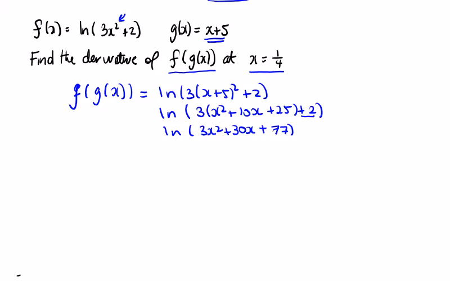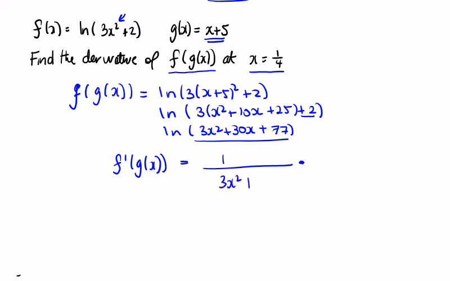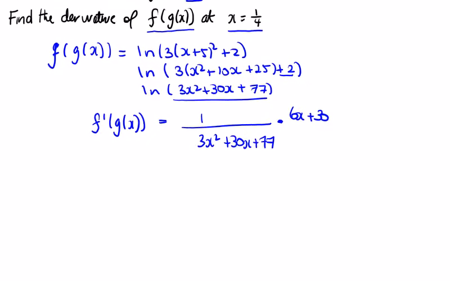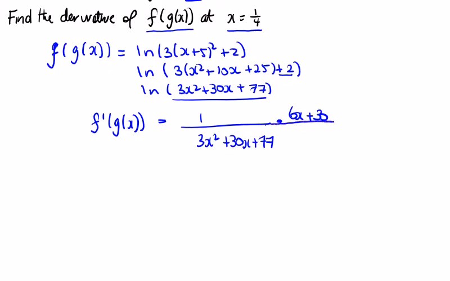So the derivative of this, f prime g of x: if we differentiate the natural log of x, it becomes 1 over the function multiplied by the function differentiated. So 1 over 3x squared plus 30x plus 77. And differentiating 3x squared, I'm going to get 6x, and differentiating 30x, I just get 30. So we end up with 6x plus 30 over 3x squared plus 30x plus 77.